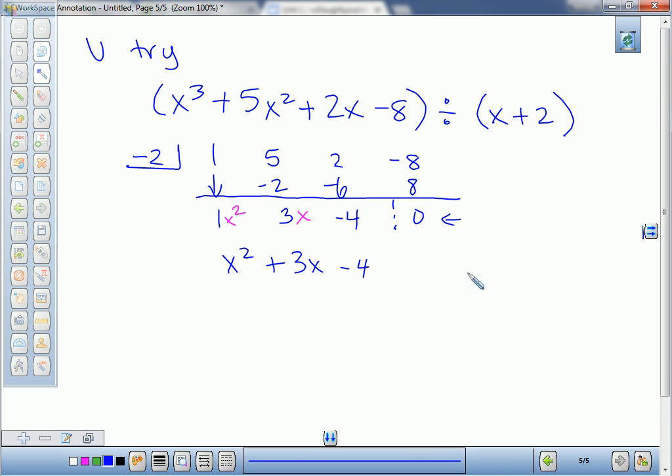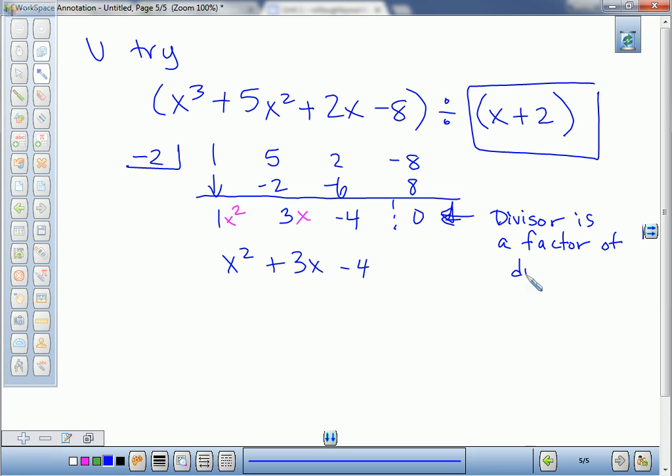Whenever it has a remainder of 0, what that tells me is that the divisor is a factor of the dividend. Whenever we get a 0 for a remainder, that tells us that the divisor, what we're dividing by, is a factor of the dividend, what we're dividing into. What happens to the x cubed? Okay, because I took an x cubed and divided by an x, it goes down to a square.